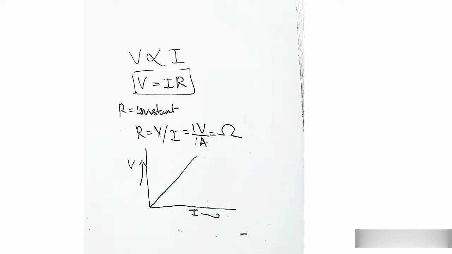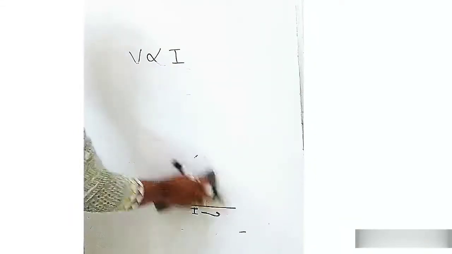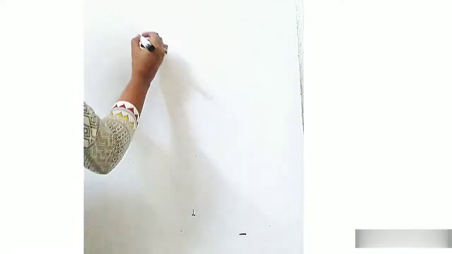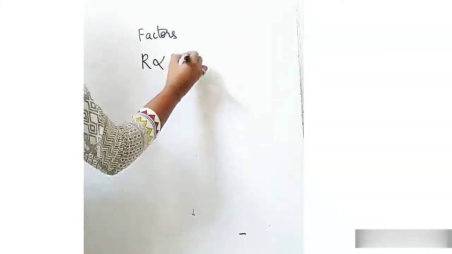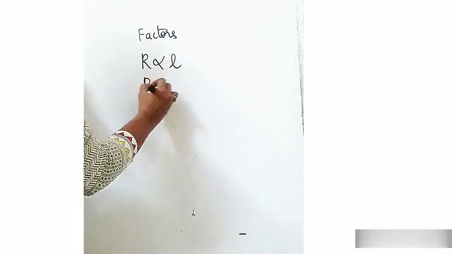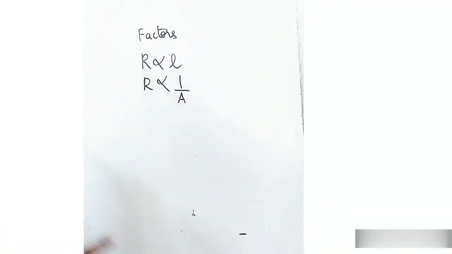Now we'll see what are the factors on which the resistance of a conductor depends. The resistance is directly proportional to the length of the conductor, student, as well as inversely proportional to the area. It is the cross section area. It is not about the normal area, student. It is the cross section area of the conductor.